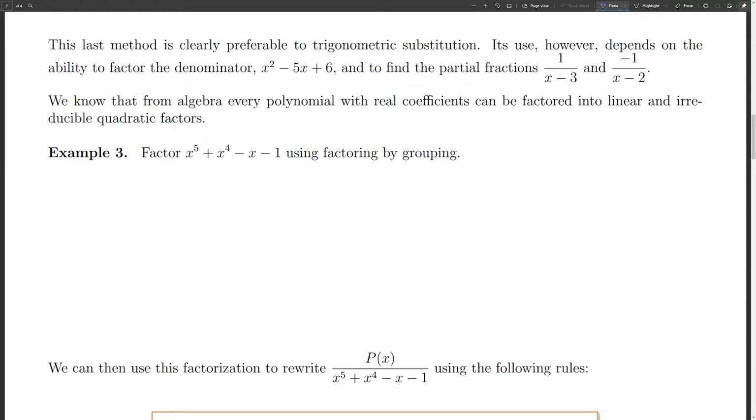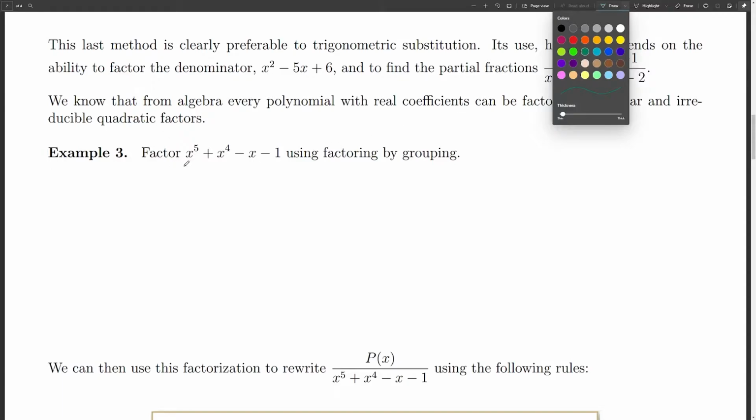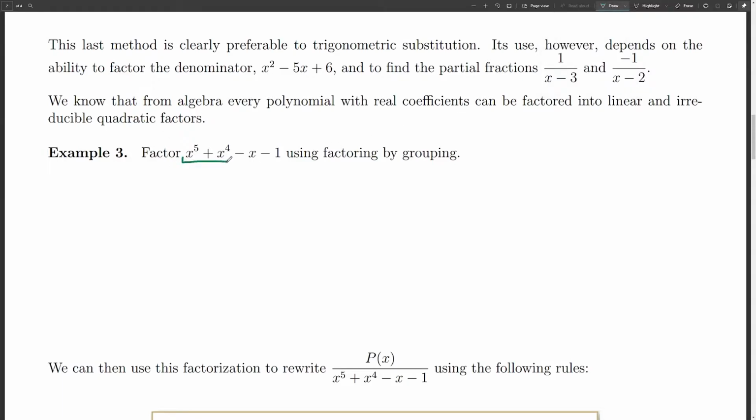We know from algebra that every polynomial with real coefficients can be factored into linear and irreducible quadratic factors. And in order to show what I mean by that, let's do an example that has all of these ingredients. In this example, we are asked to factor x to the power 5 plus x to the power 4 minus x minus 1 using factoring by grouping.